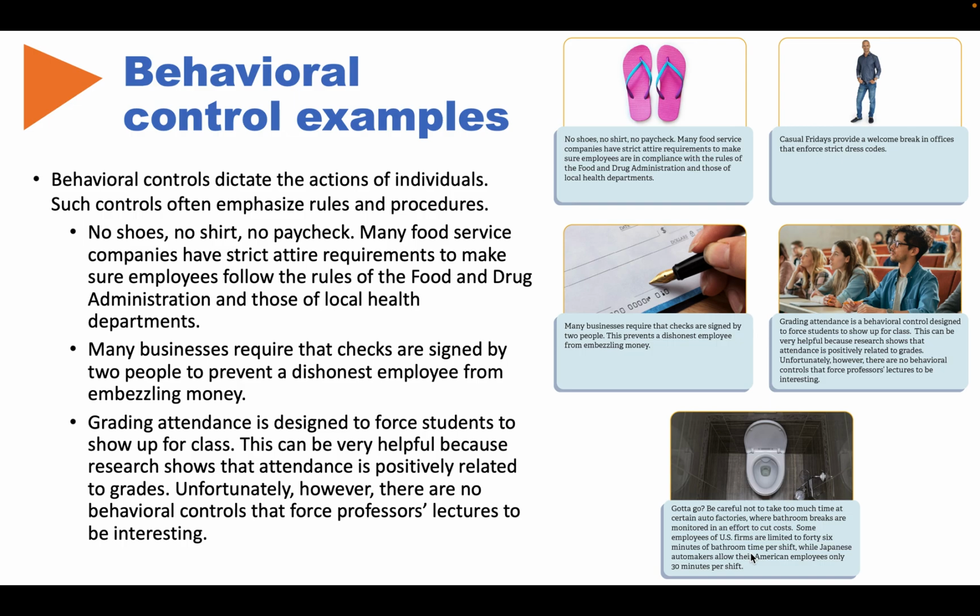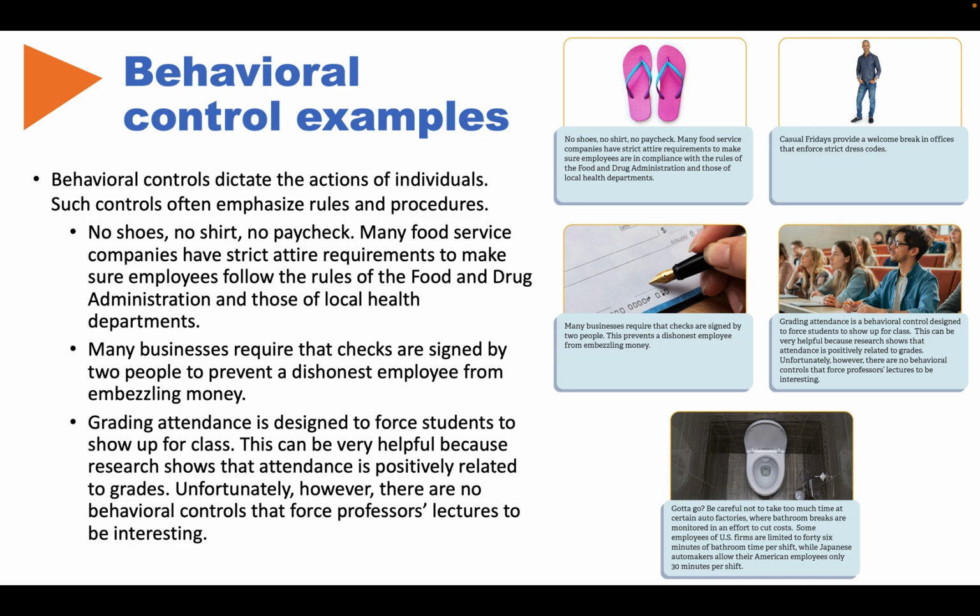When we look at organizational control, we can either have behavior controls or we can have outcome controls. And so here we'll cover a few examples of each of those categories. Behavior controls are those that are actions and decisions. Behavior controls dictate those actions of individuals, and they often emphasize rules and procedures. So if your organization has policies, procedures, processes, those would be behavioral controls.